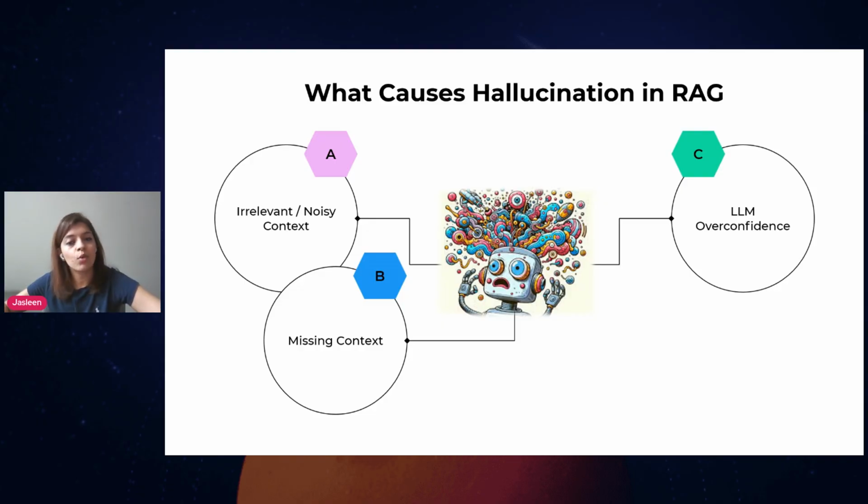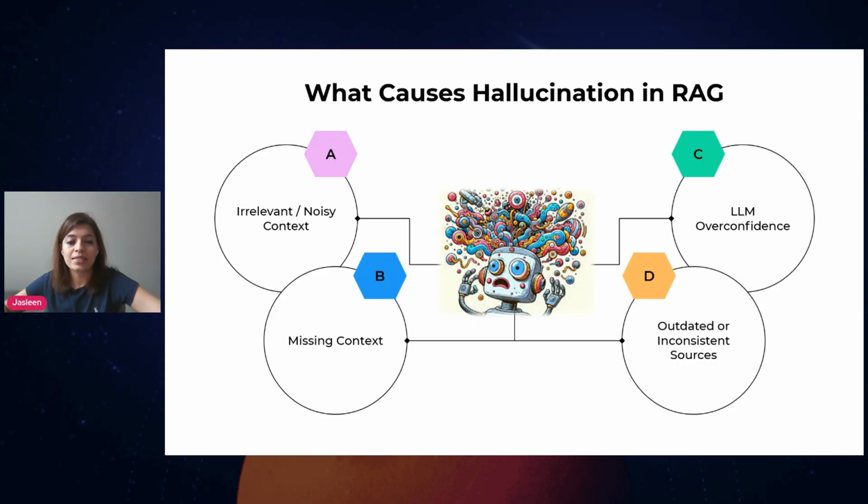The third one is LLM overconfidence. Even when the context is weak or missing, the LLM will still generate a response, and often it will sound very confident. This is a fundamental behavior of large language models. They are designed to be fluent and coherent, but not always accurate. So, even when the underlying context is shaky, the output can seem polished and trustworthy, which makes hallucinations even harder to detect.